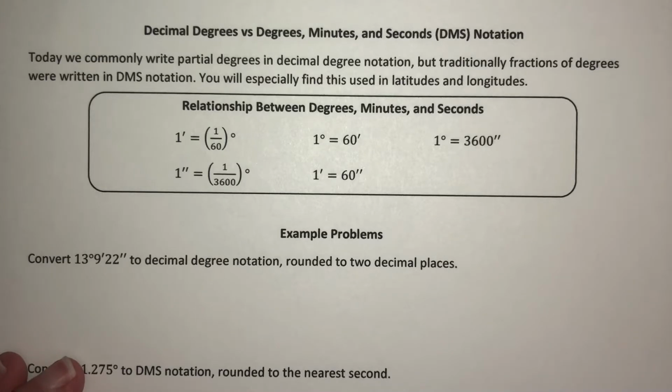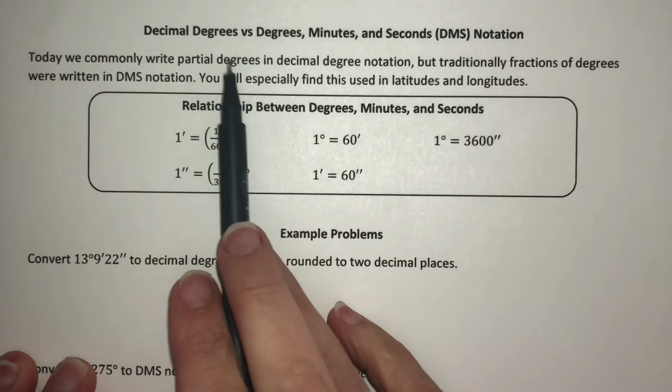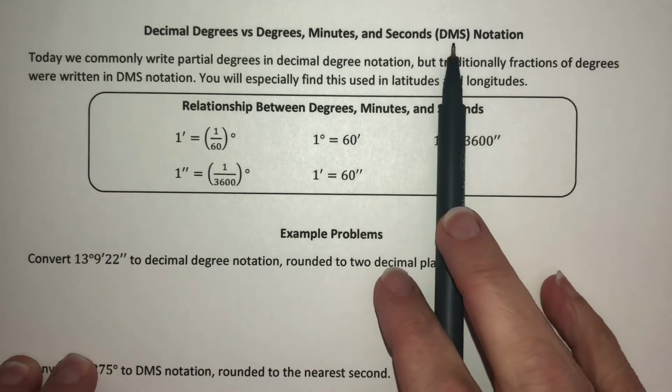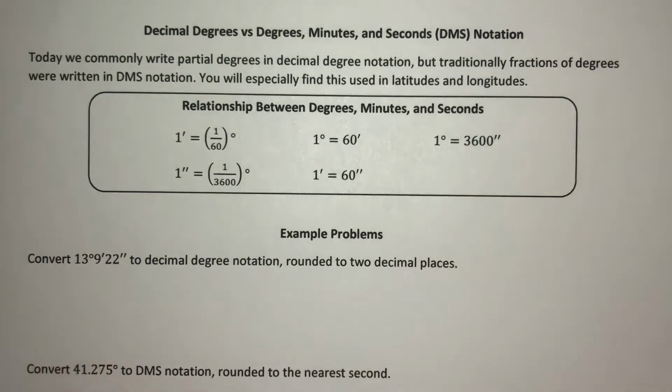This is part 2 of section 4.1. We want to talk about decimal degrees versus degrees, minutes, and seconds notation, which we shortened to DMS. Today, we commonly write partial degrees in decimal degree notation. But traditionally, and especially on maps, you will see degrees, minutes, and seconds.